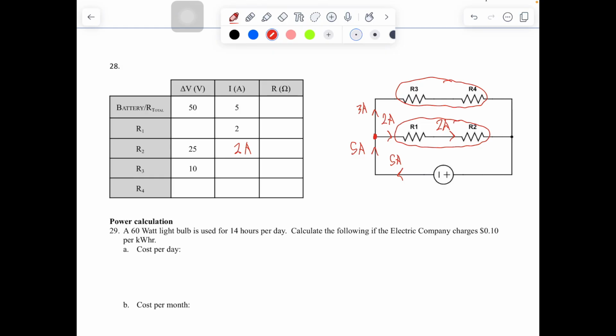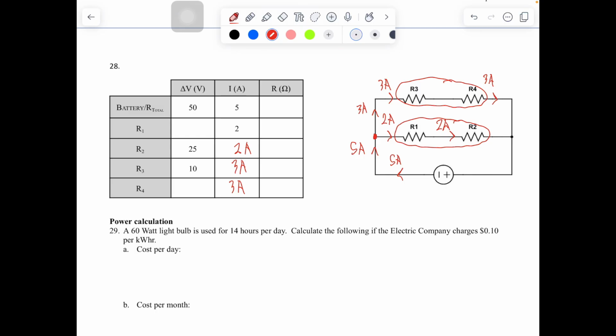That means passing through R3 is 3 amps. But R3 is in series with R4. There's no junction between them. So 3 amps must also pass through R4. And just like that, we have all of our currents.